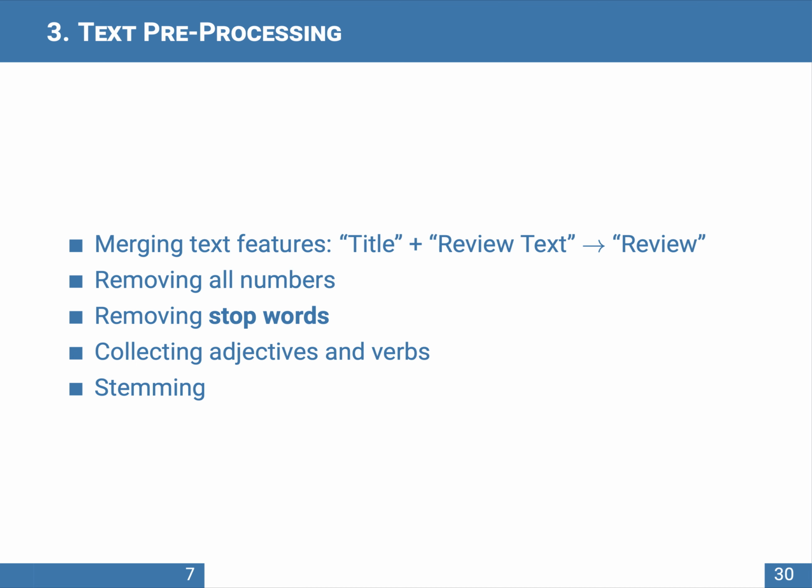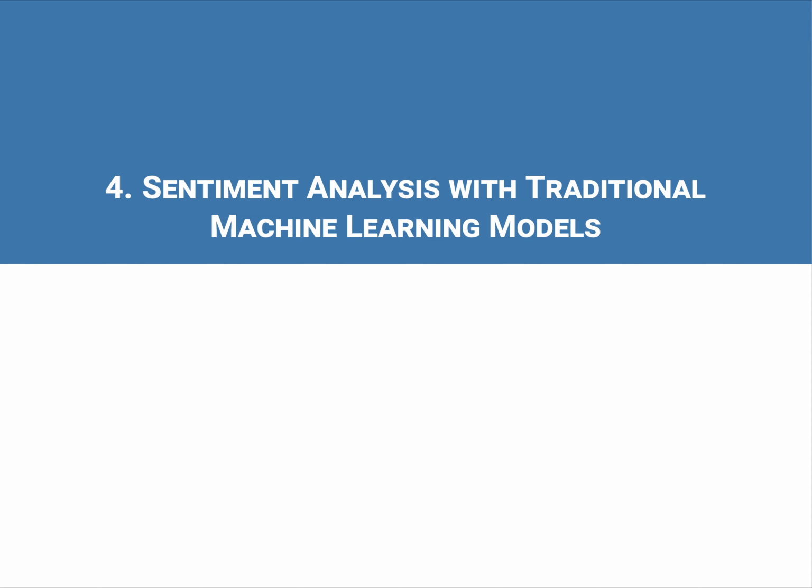Section 4. Sentiment Analysis with Traditional Machine Learning Models. Before we apply machine learning models to the dataset, in order to reduce the effect of the imbalanced data problem mentioned in Section 2, we need to use some special ways to measure the performance of the models instead of just accuracy.